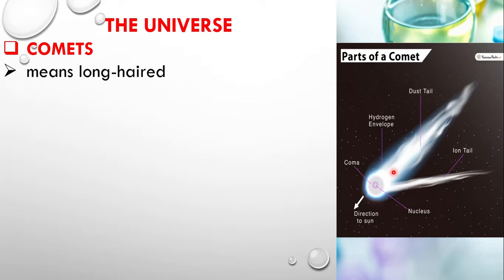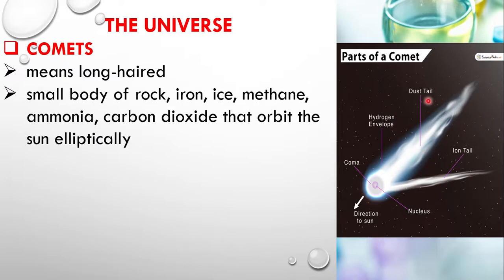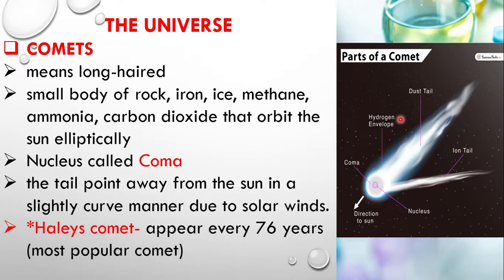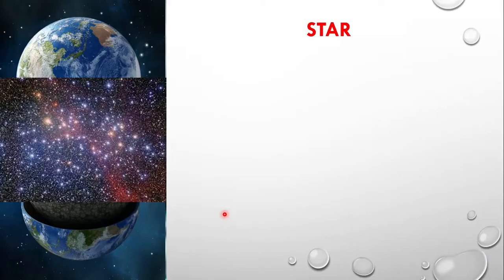Okay, so comets means long-haired. Okay, as you can see here, mura siya og long hair ang iyang tail. Okay, so it is a small body of rock, iron, ice, methane, ammonia, carbon dioxide that orbit the sun elliptically. Okay, so it has a nucleus, called the coma, and the tail points away from the sun in a slightly curved manner due to solar winds. Yung pinaka popular or well-known na comet is si Halley's Comet. Si Halley's comet mag-appear siya every 76 years.